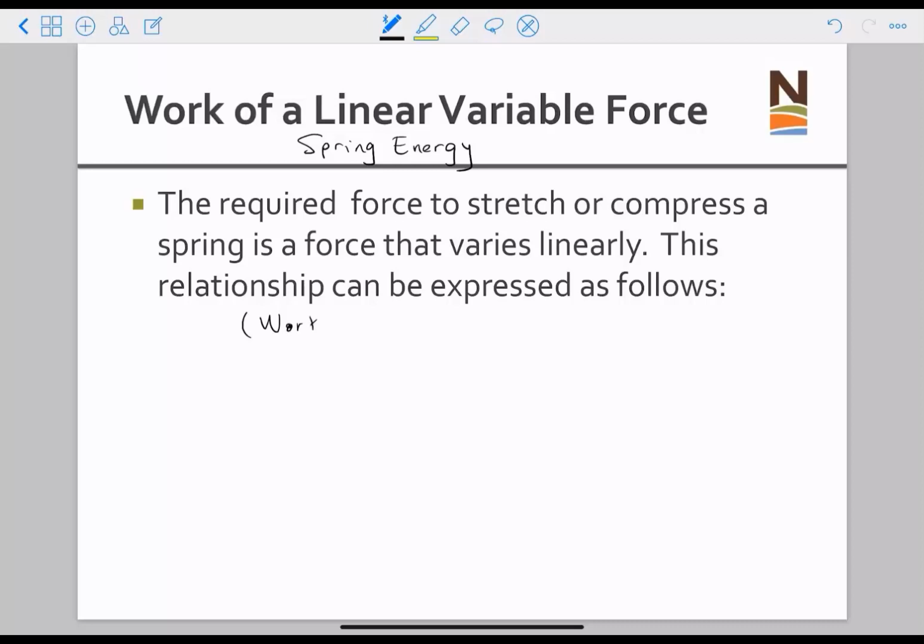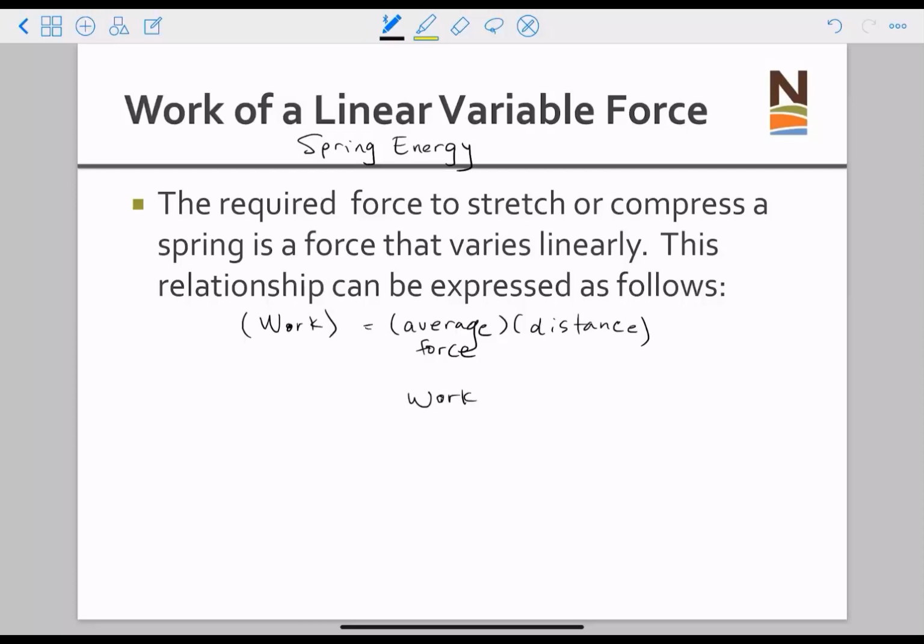So work is equal to an average force. We'll discuss that a little bit more later. Average force times the distance. So it's not much different in its basic terminology. Work is just equal to a force, average. This would be force times the distance. However, the equation itself looks a little different.